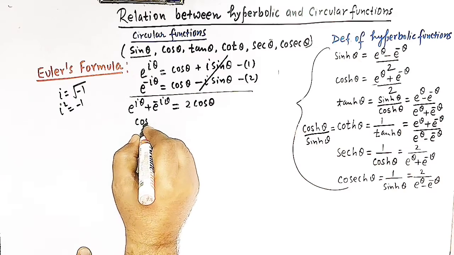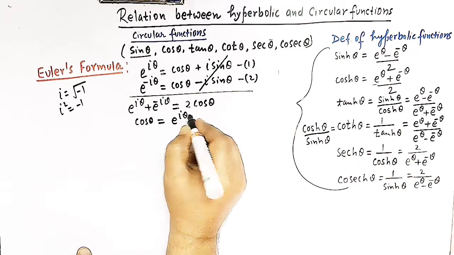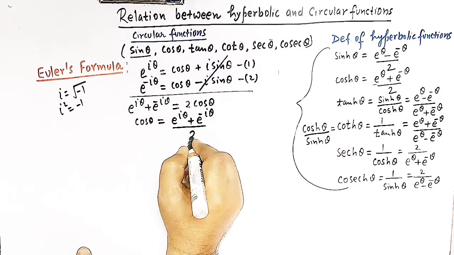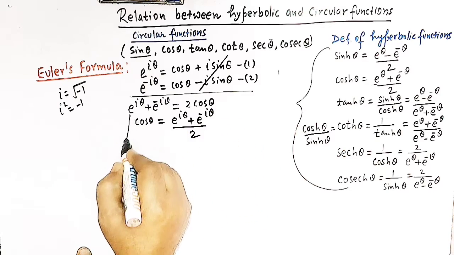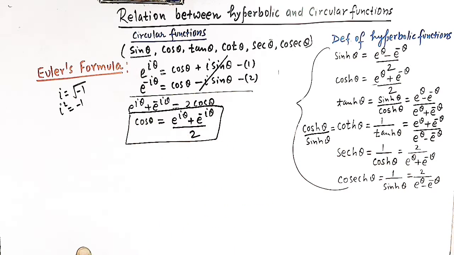So cosine theta is equal to e raised to i theta plus e raised to minus i theta over 2. So this is an important result to start with.